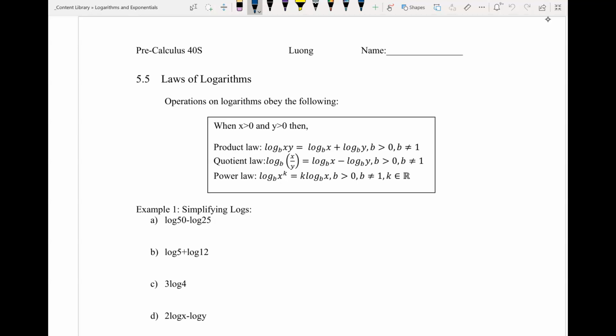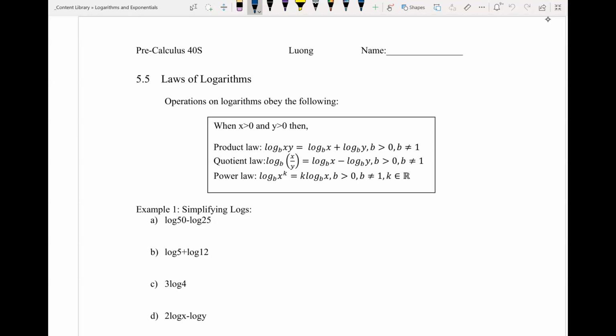So if you have a log base of something of x times y, you can separate your logarithms through addition, so that you would have log base of that something x plus log base of that something y. And then for quotient law, you can separate the inside of your logarithm, if you have division, into two separate terms of logarithms through subtraction. Then for your power law, your k power can become a coefficient or a constant that you would throw at the front of your logarithm, so you can multiply by that k instead.